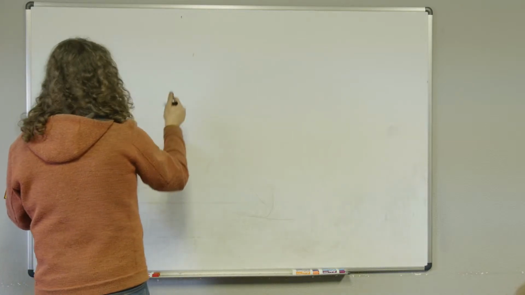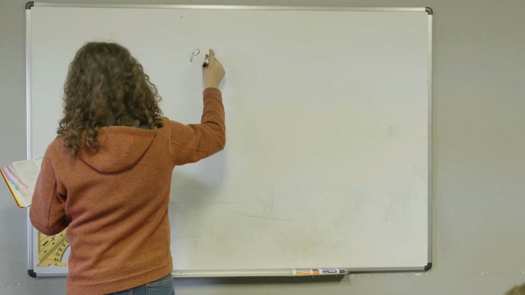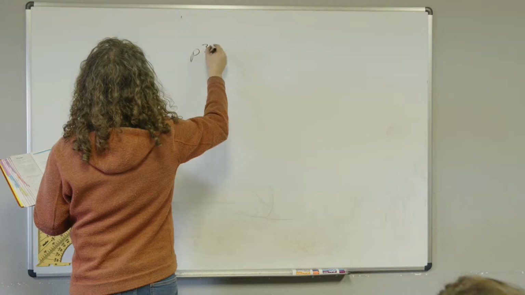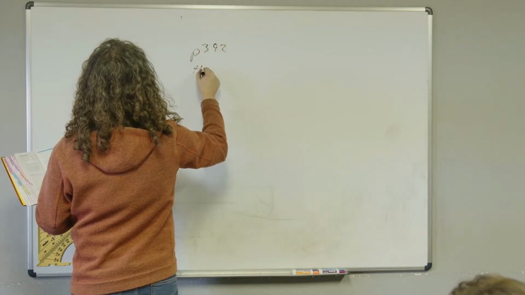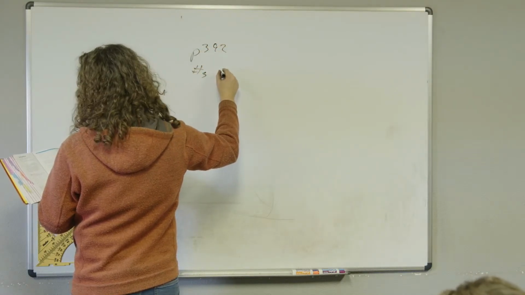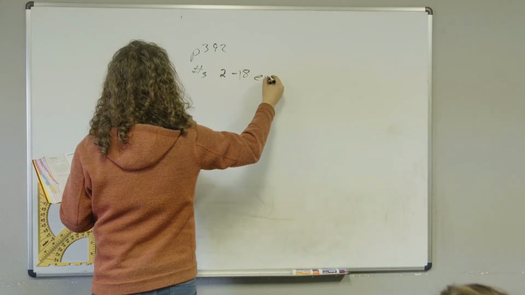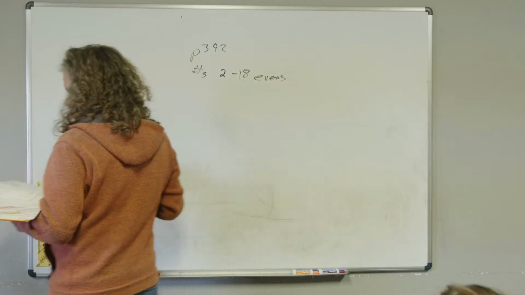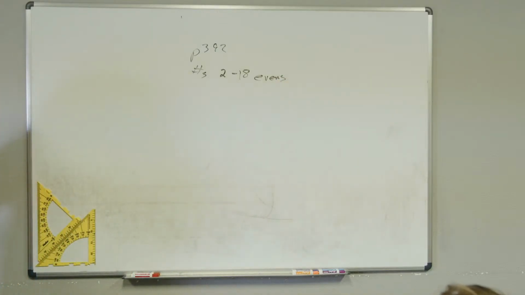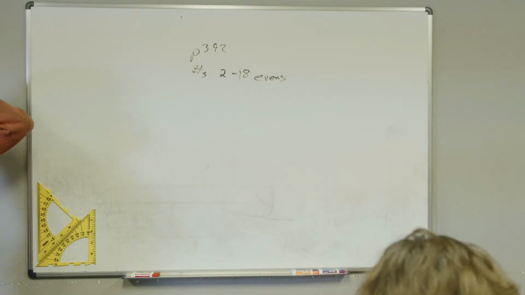Oh, must we have the homework? Yes. Page 392. Numbers 2 through 18 evens. Don't let the low numbers fool you. That's 9 whole problems. Yeah, I know. They look like this.